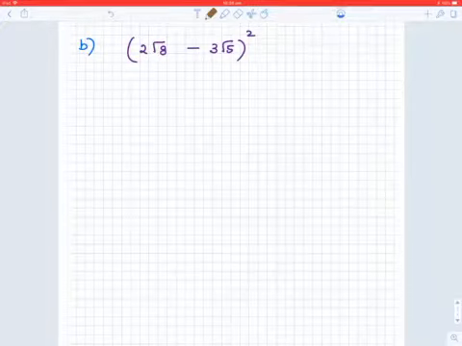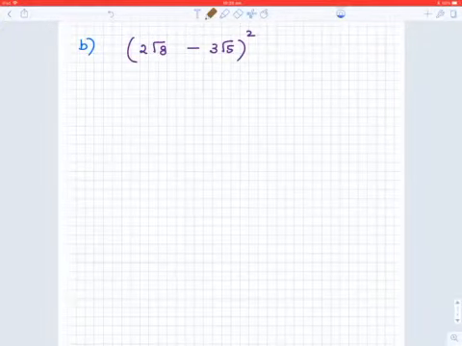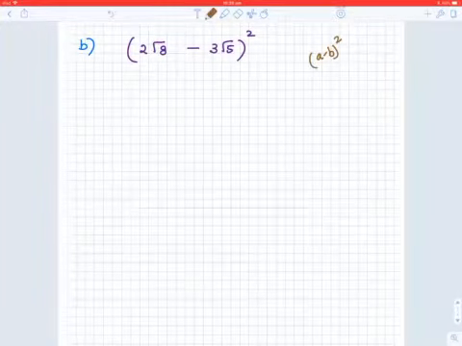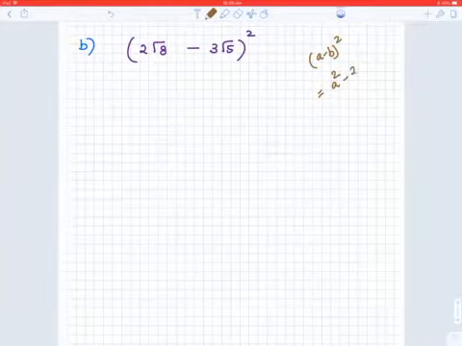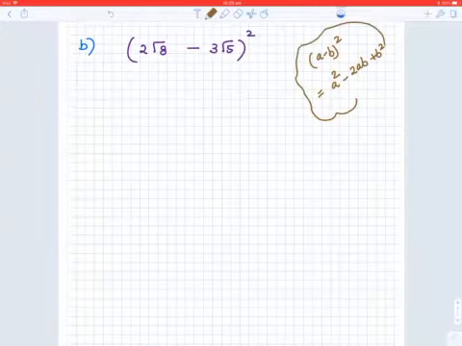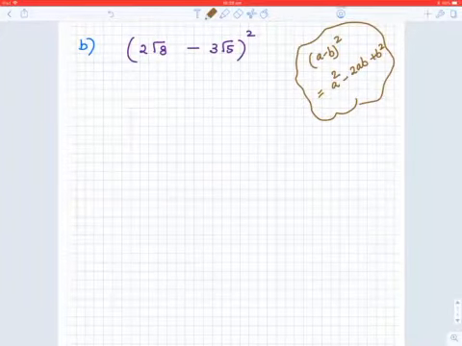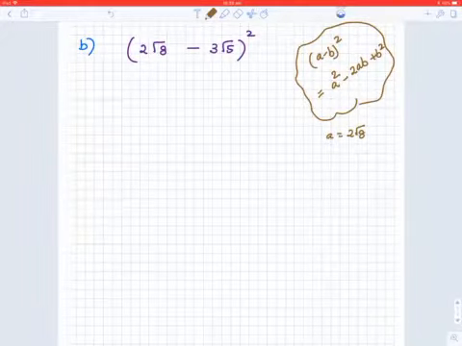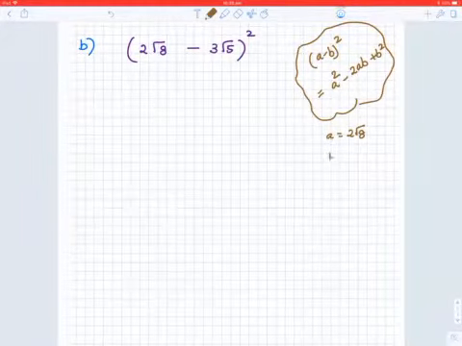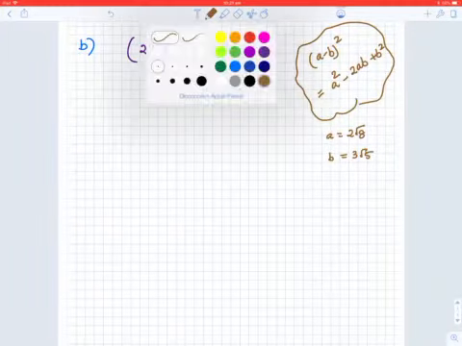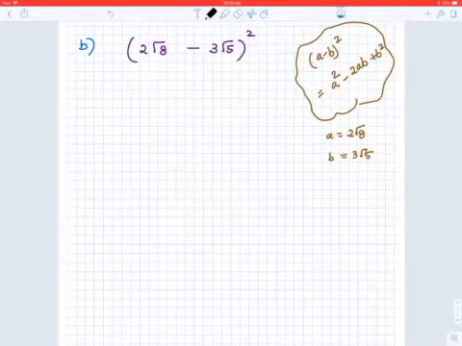The next example is (2√8 − 3√5)². Now, this is of the form (a − b)². We know (a − b)² is a² − 2ab + b². So we are going to use this result to do this question. Obviously, your a is 2√8, comparing this with (a − b)², and your b is 3√5.